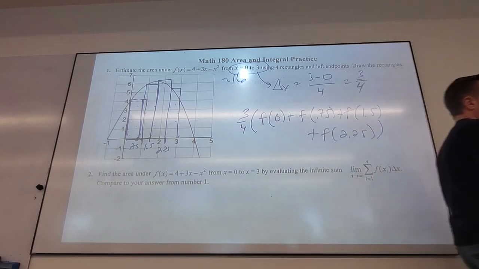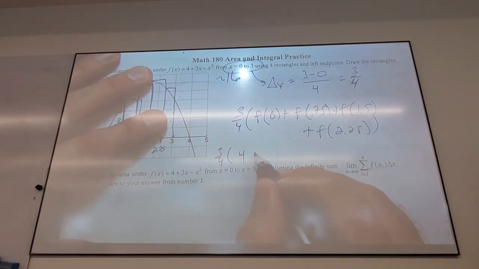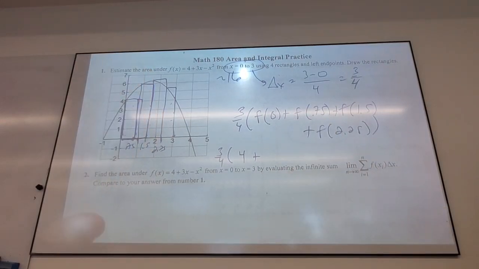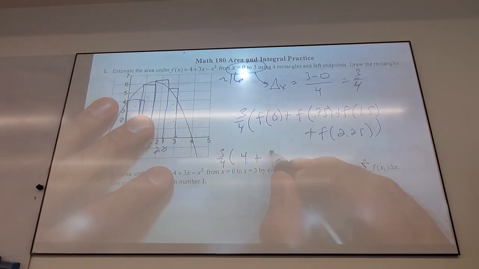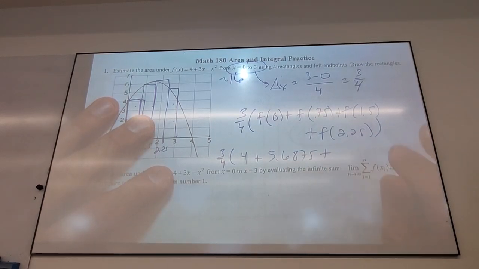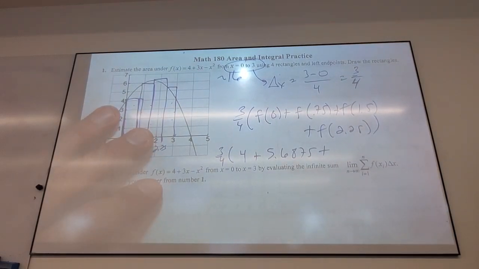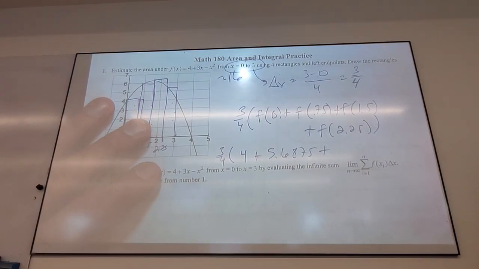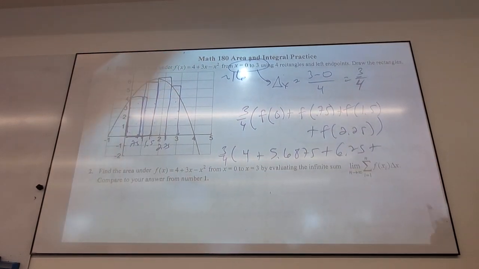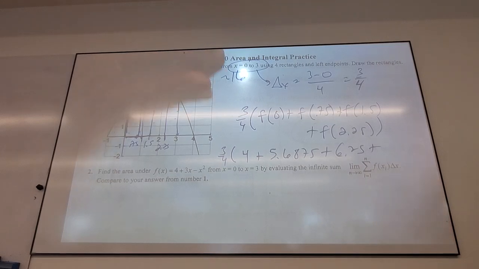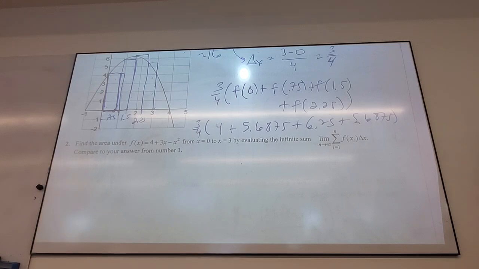F of 0 is nice. F of 3/4 I want some help with. Don't make me do it. F of 1.5, 8.5 minus 2.25 is 6.25. He said with such confidence. And then this should be 5.6875. Look at me go! Math boy knows math. Right to the papers. Okay.